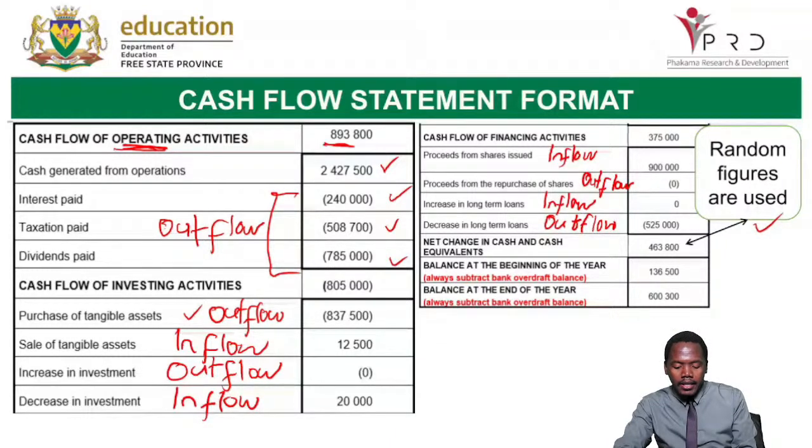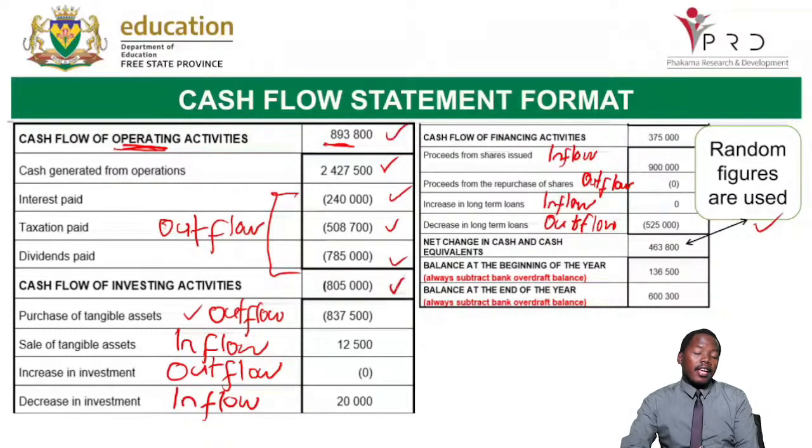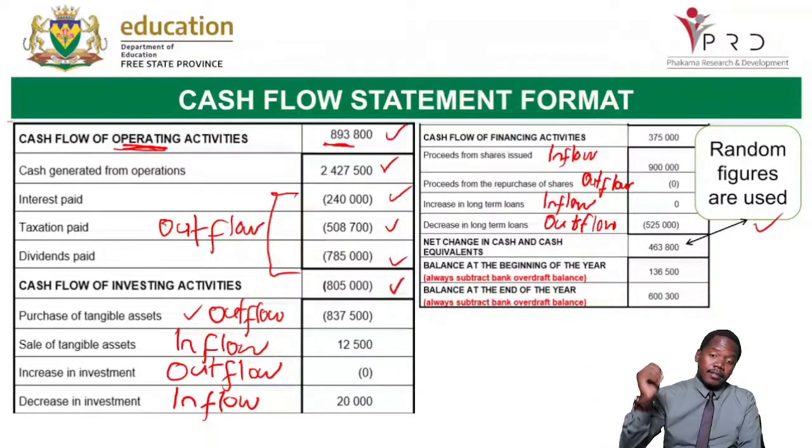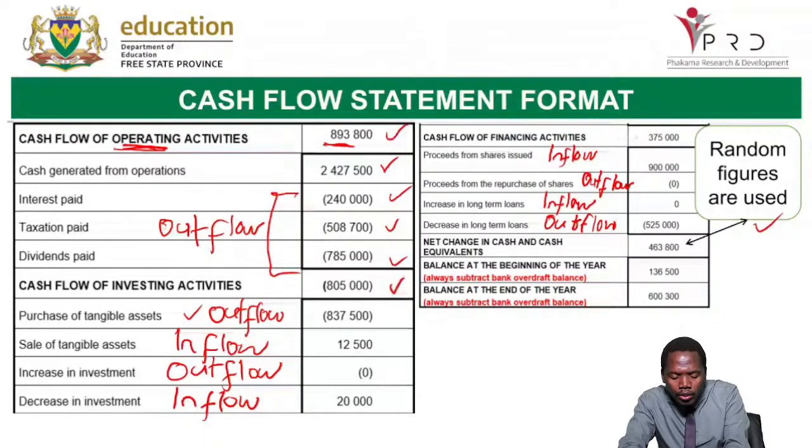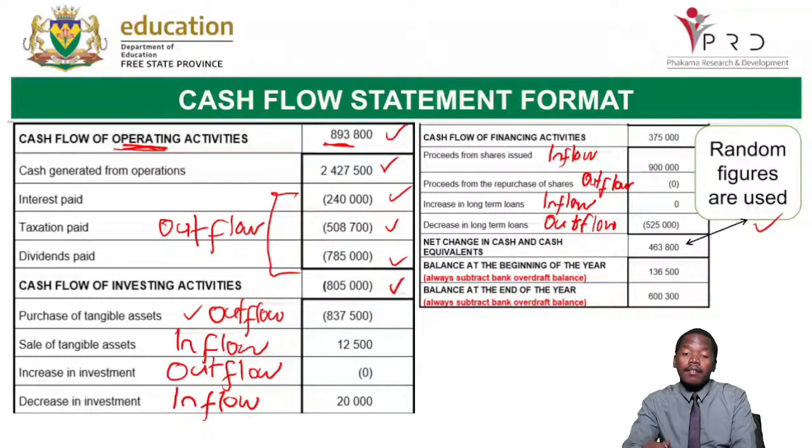And then we come to our net change in cash and cash equivalents. There are two ways of getting net change in cash and cash equivalents. We can take the operating activities as an inflow as it is, 893,800, and then subtract the investing if it's an outflow. If it's an inflow, we add. And then we also add here the financing. As you can see, it is an inflow, it's positive. So we add, and then we get our net change. That is step number one.